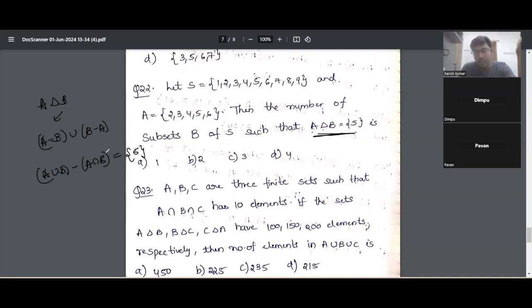In that way, how many possible subsets B are there? That is the question. So any idea of how we can do it?